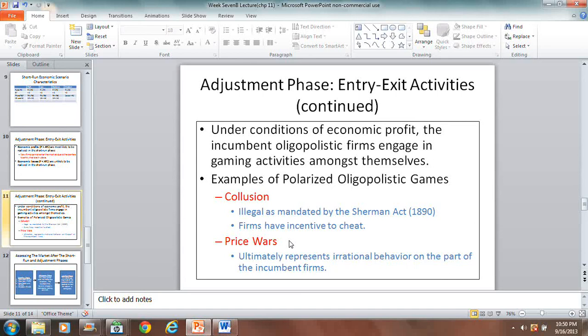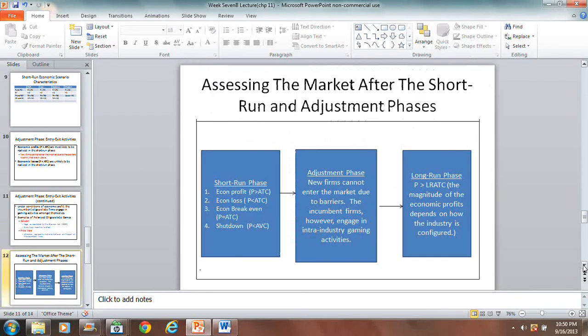So I would suspect at some point the oligopolistic firms would come to their senses and recognize that engaging in price wars is really irrational behavior. So I can't really be comfortable with price wars as being something that would be a viable game that we expect to see adhered to consistently in an oligopolistic industry. Alright, so collusion doesn't work, price wars don't work. So the question becomes, where do we end up?